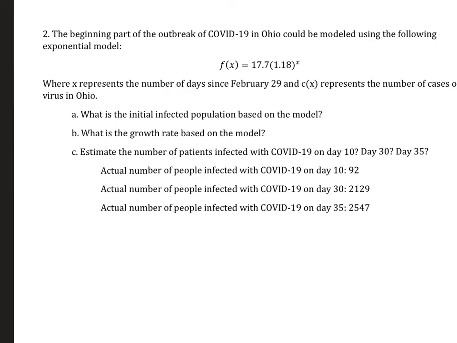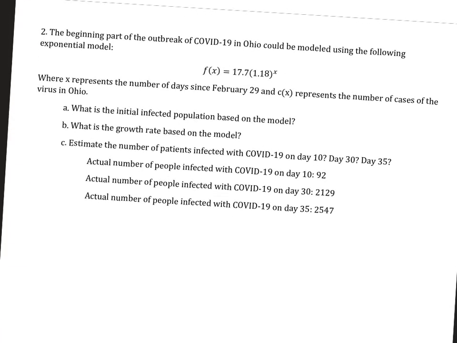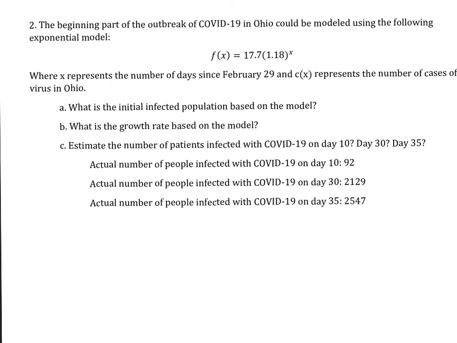Everybody, so 5.3 part 2. The beginning part of the outbreak of COVID-19 in Ohio could be modeled using the following exponential model. So f of x equals 17.7 times 1.18 to the x power, where x represents the number of days since February 29th and c of x represents the number of cases of the coronavirus in Ohio. What is the initial infected population of this model?